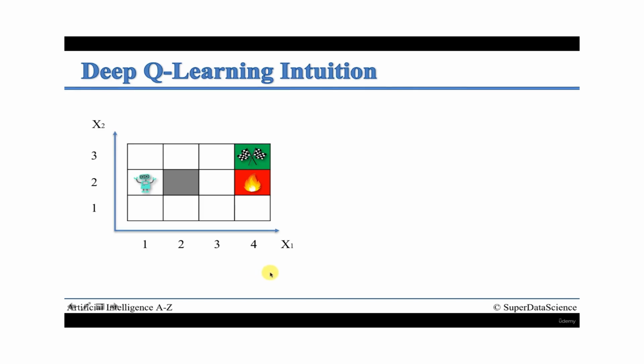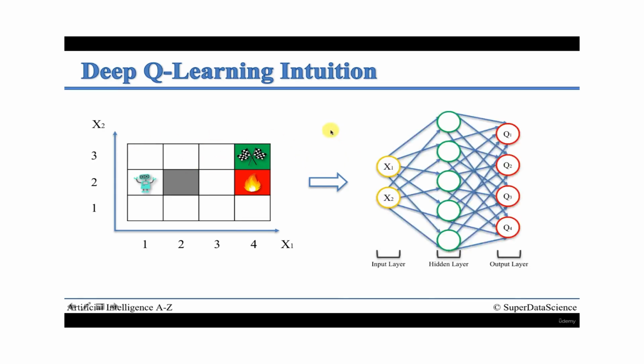And of course, this is a very simplified version of an environment of describing states, but nevertheless, it works in this case. And that means that now we can feed these states into a neural network.